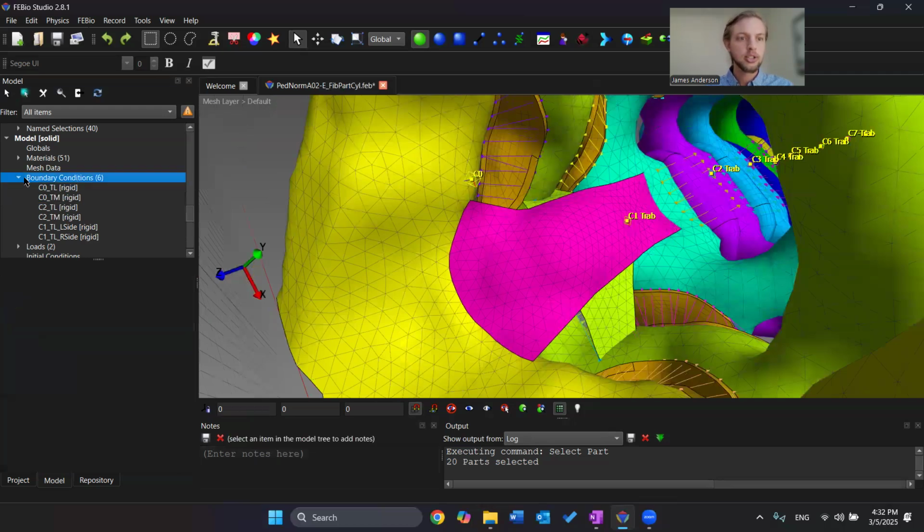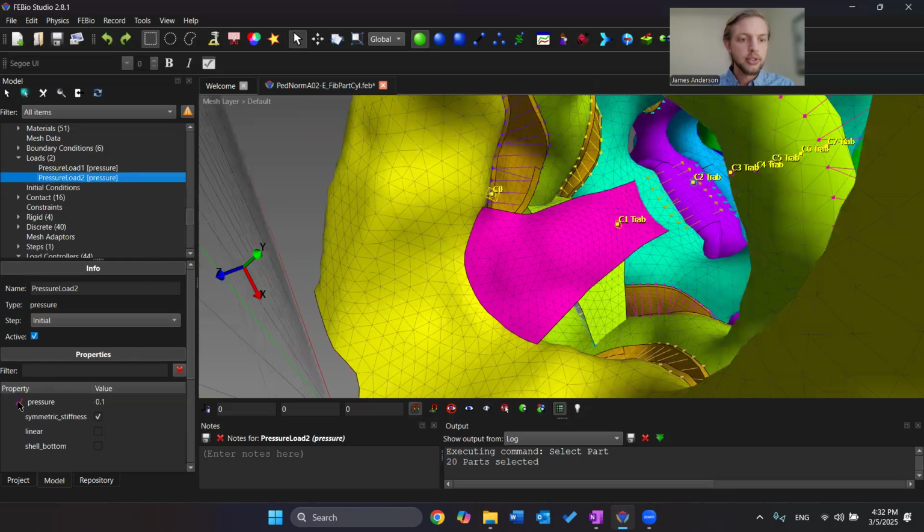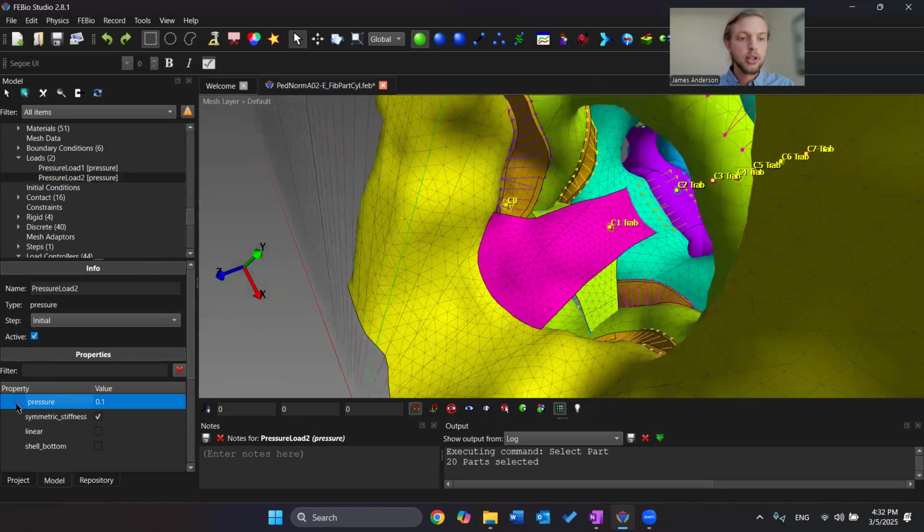So that's everything for boundary conditions, and we can move on to loads. So we have two pressure loads, and they both start in the initial step, which means they go on the whole time. And they have load curves as well that control how they ramp up. So load controller 1 and load controller 2 control both of these.